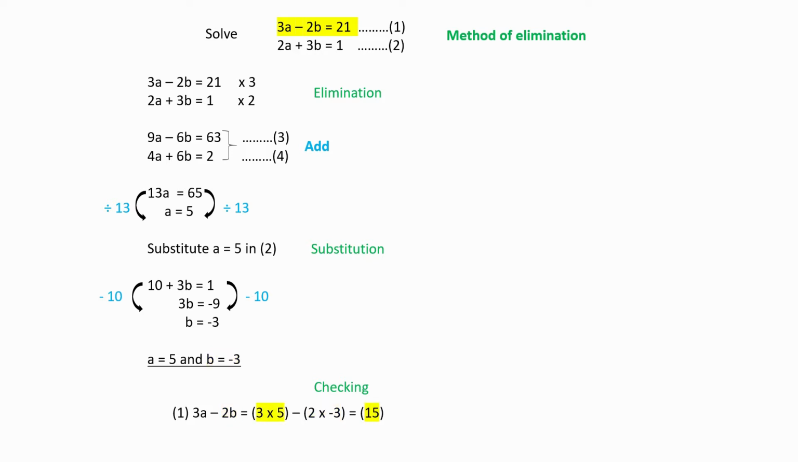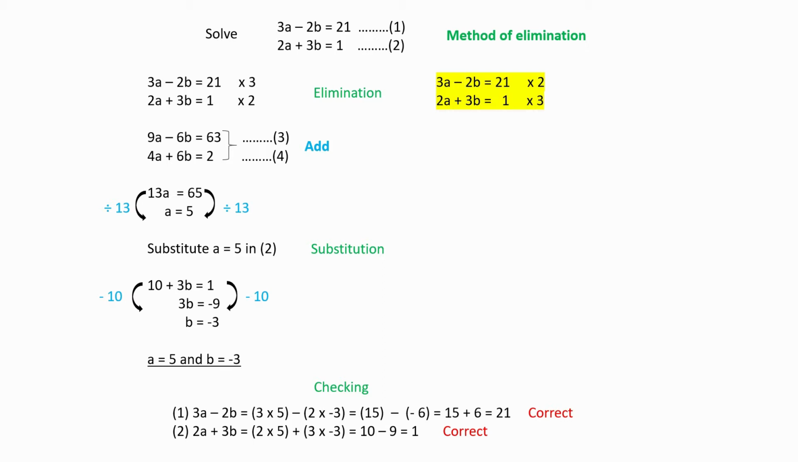Working out the brackets gives 15 minus negative 6. Since a double negative is a positive, this is the same as 15 plus 6, which is 21, the correct solution. Substituting in equation 2, 2a becomes 2 times 5, plus 3b, which is 3 times negative 3. Working out the brackets gives 10, plus negative 9, giving 10 minus 9, which is 1, the correct solution.